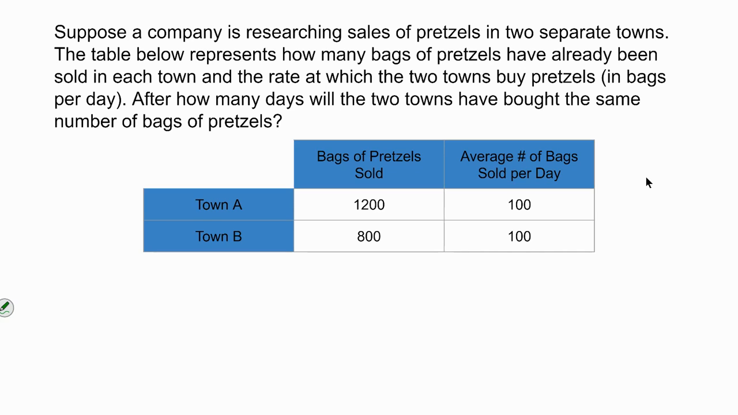Well, we have 2 towns, and we're looking at the sale of pretzels. And so we see in town A, they've already sold 1,200 pretzels. Town B, they sold 800 pretzels. And we see that on average, both towns are selling 100 bags per day. And so we were asked to find after how many days would the 2 towns be the same. And so we defined x to be the number of days.